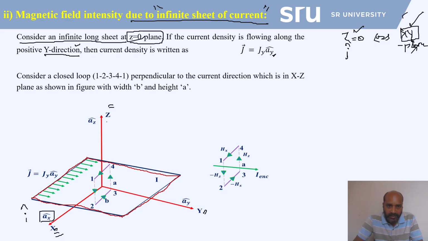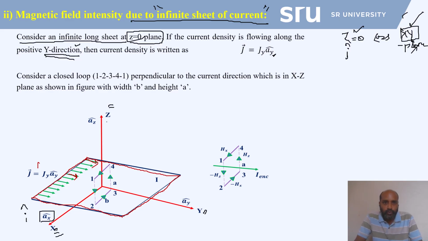Now through that sheet, the current is along which direction? The y direction. We define this particular direction as the y-axis, so we notice that the current is along the y direction. Then the current density will be equal to what? Jy ay cap.